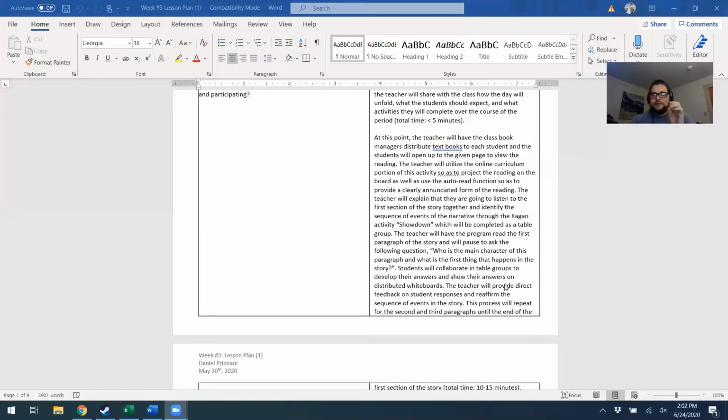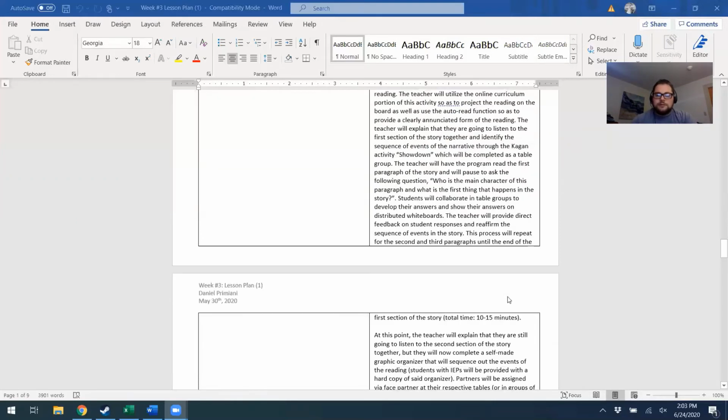"Great, good job. That's exactly right. That's the main character. That's what they're doing." Or, "Yeah, you might want to take a second look at that. Think about what they're doing before that or after that." The process will repeat for the second and third paragraphs until the end of the first section of the story. It's about 10 to 15 minutes.